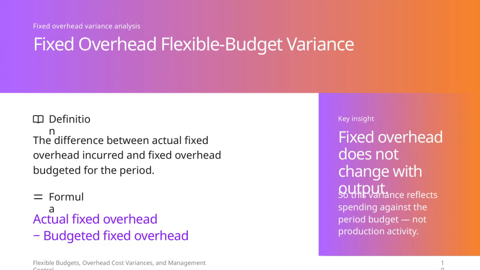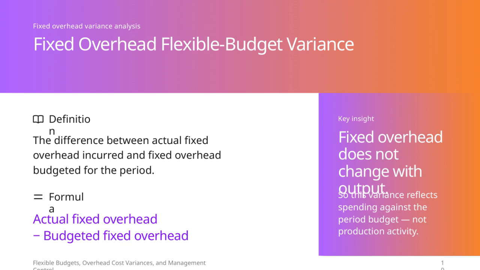Now, let's talk about the fixed overhead variance. This term refers to the difference between the actual fixed overhead costs incurred during a period and the fixed overhead that was budgeted for the same period. To put it simply, we calculate this variance by subtracting the budgeted fixed overhead from the actual fixed overhead. An important point to remember is that fixed overhead costs don't change with the level of production output. This means the variance we're looking at here isn't influenced by how much we produced, but rather how we managed our spending compared to the budget for that period.